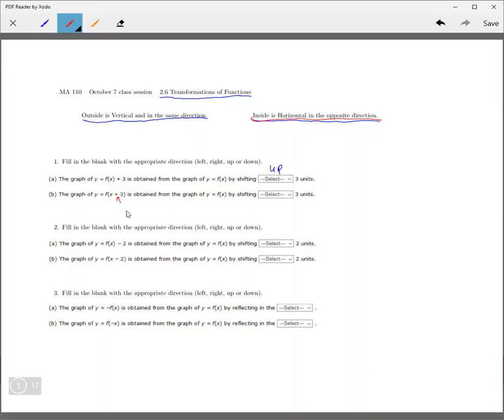Okay, so that's outside. And this is inside right here. F of x plus 3, that's inside. And it's a plus. So you would normally think the plus is going to the right. But here, since it's inside, it's the opposite. So it's going to the left by 3 units.